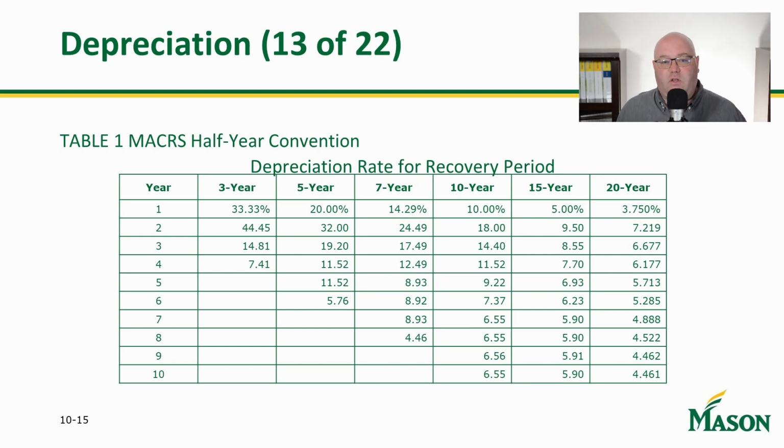So take that same $100,000 asset. Now it's a 7-year asset. Now how much is it? It's 14.29%, so it's $14,290. That's it. And in the third year, $17,490. Okay. Now, if you take a look at the 7-year asset, year 1 is 14.29, year 2 is 24.49, year 3 is 17.49. Then it goes to 12.49, and then it goes 8.93, 8.92, 8.93.